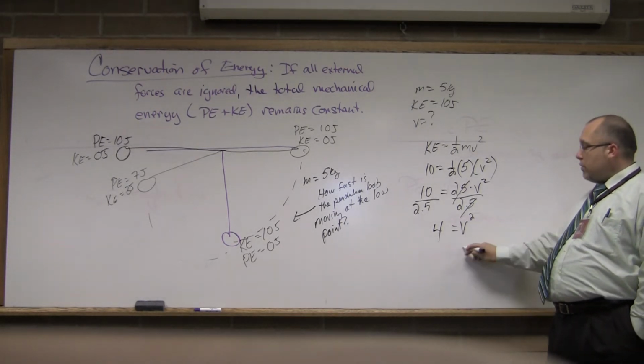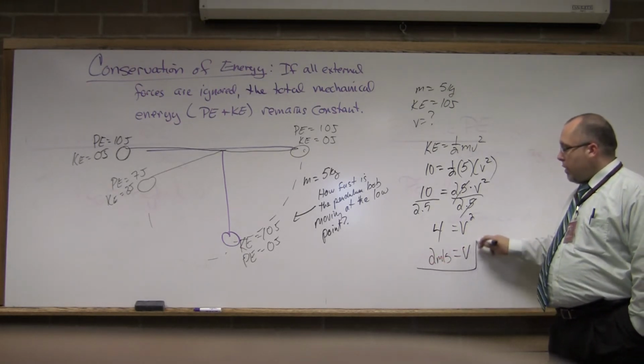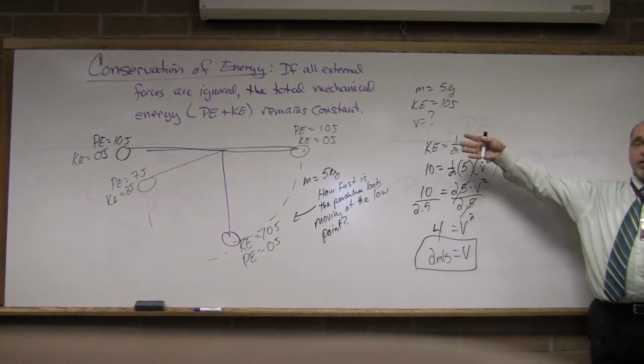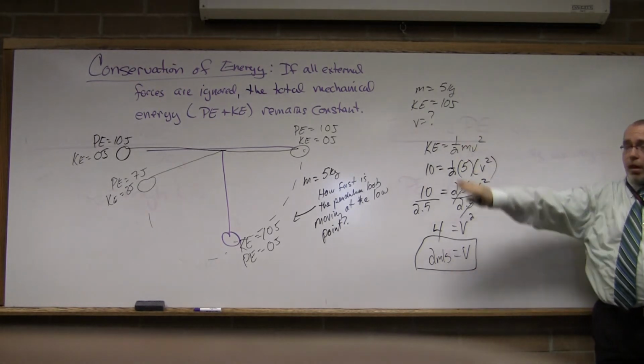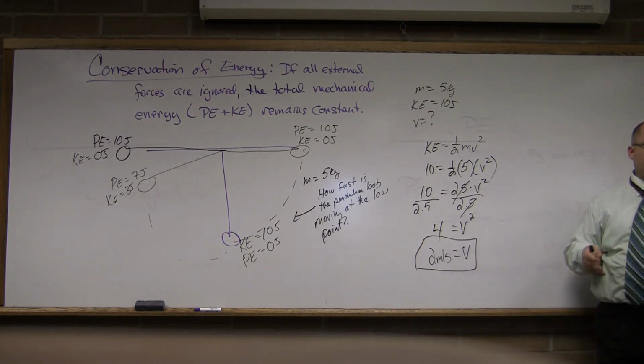We want to square root that. Square root of 4 is 2. And the unit would be meters per second. So the velocity of the pendulum bob, which is a 5 kilogram pendulum bob that has 10 joules of kinetic energy at the low point of the swing, will be traveling at 2 meters per second.